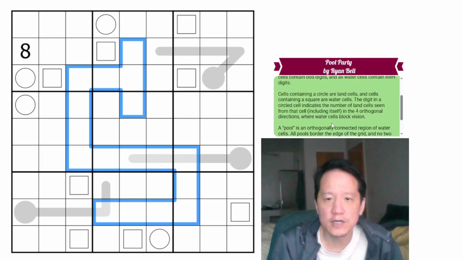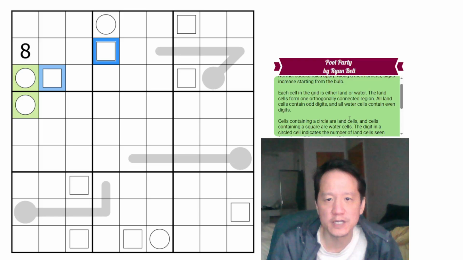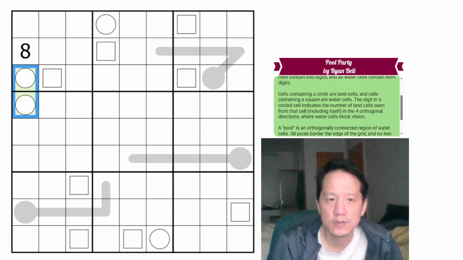All cells containing a circle are land cells. So these are land cells. And cells containing a square are water cells. So these are water cells here. Which, remember, all water cells contain even digits and all land cells contain odd digits. The digit in a circled cell indicates the number of land cells seen from that cell, including itself, in the 4 orthogonal directions, where water cells block vision.